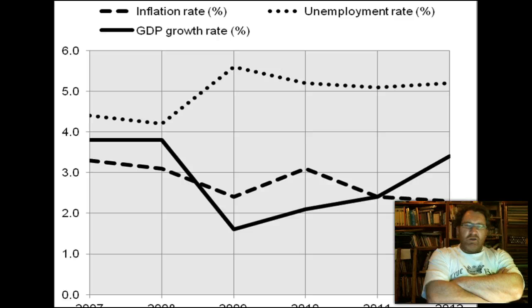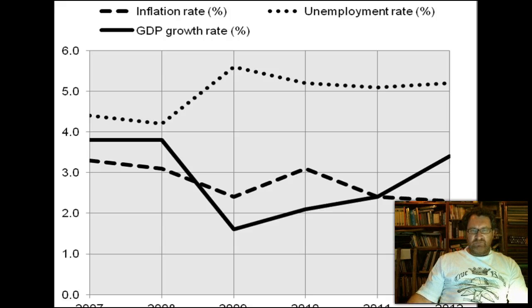Okay, and lucky last slide, here we have data from 2007 until 2012, plotting the GDP growth rate, which is the solid line, the inflation rate, which is the dashed line, and the unemployment rate, the dotted line. So, given this data, can we say that there's a Phillips curve type relationship at work here?